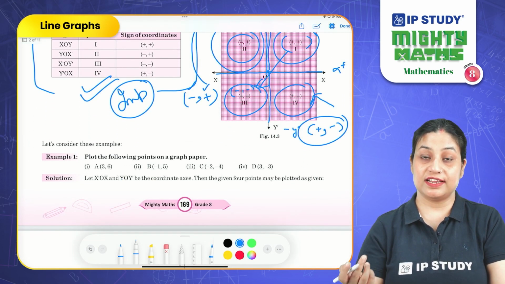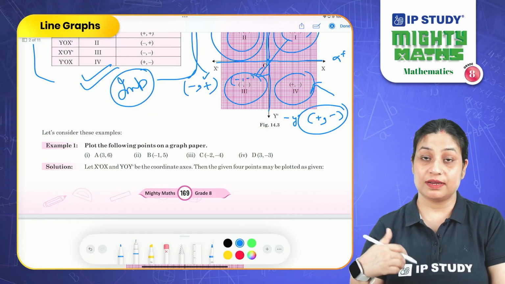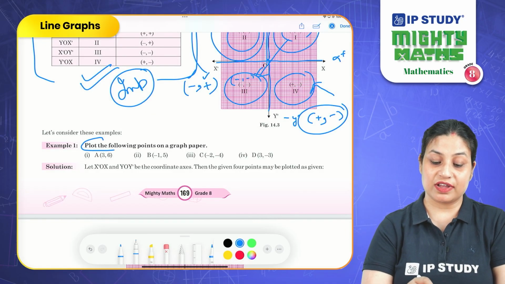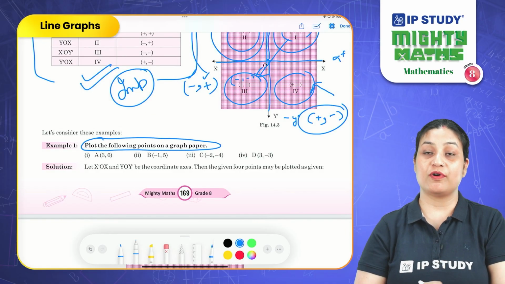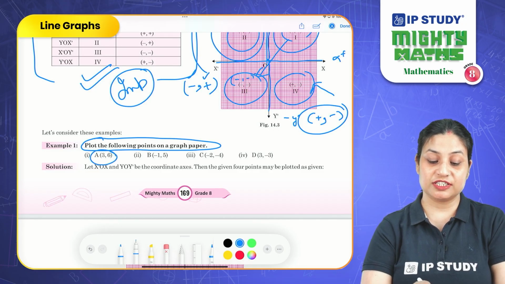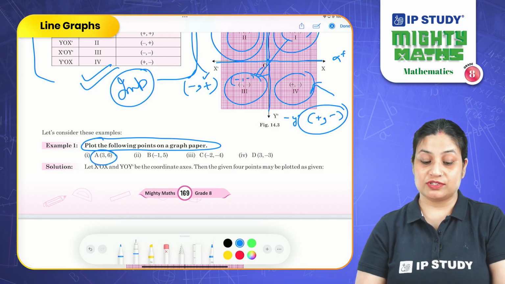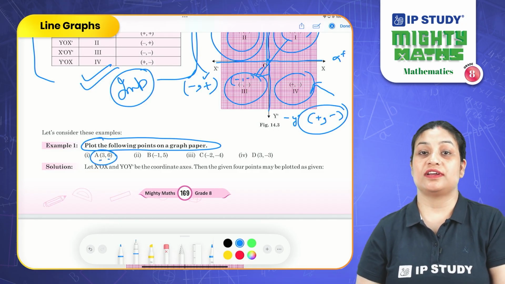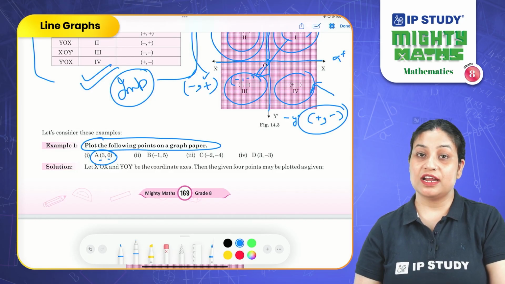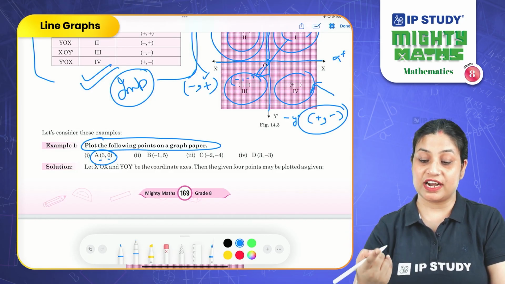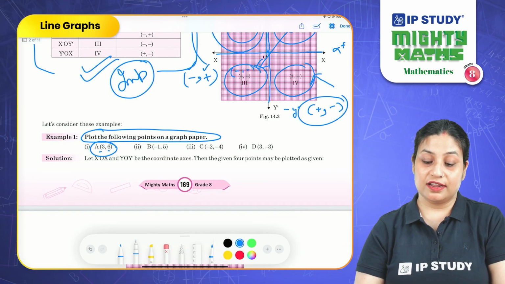Now, let's take an example in order to understand this concept more clearly. Here, we have to plot the following points on a graph paper. The first point is 3 and 6. Since both the numbers are positive, what does it mean? It means that it will come in the first quadrant that we have just discussed, right?